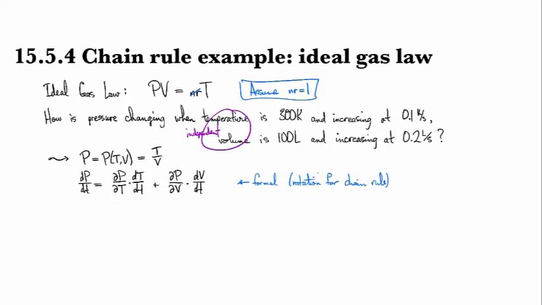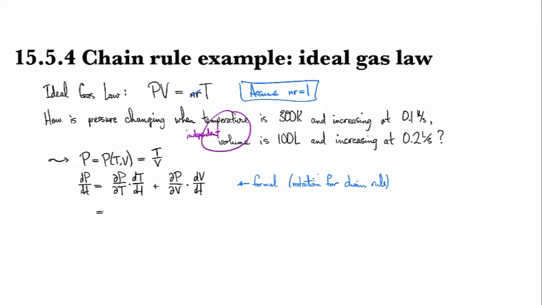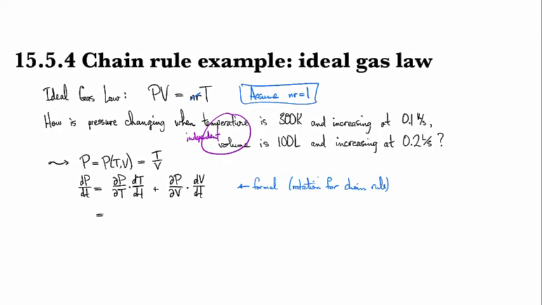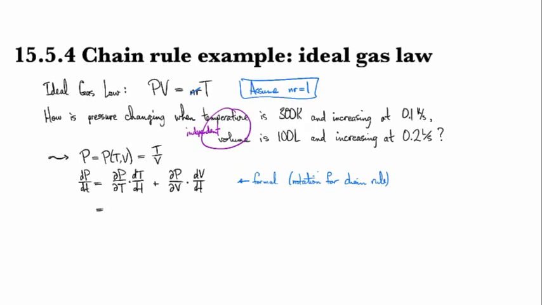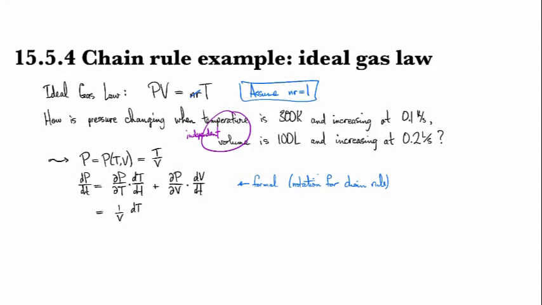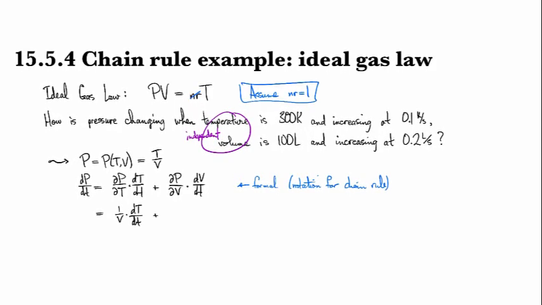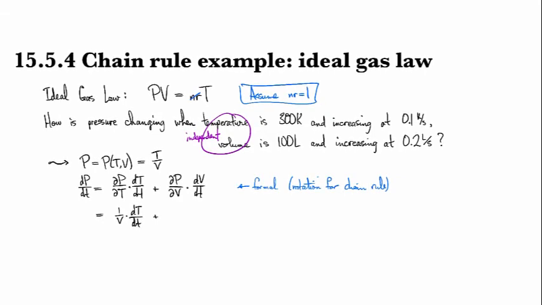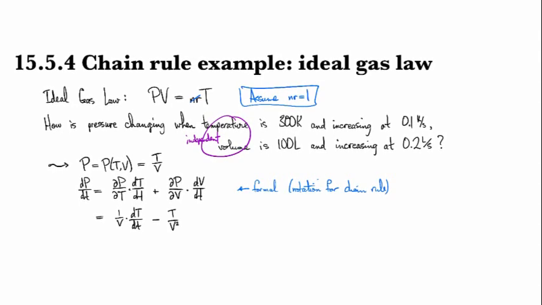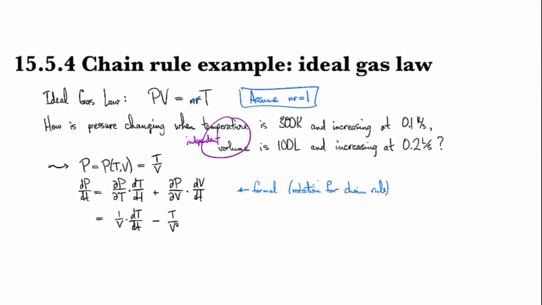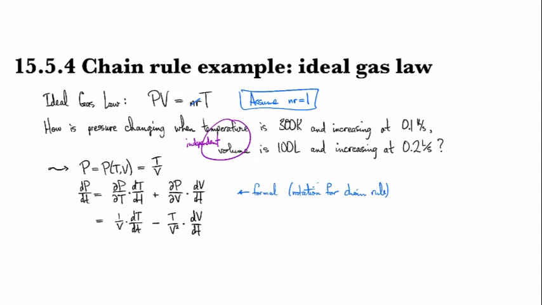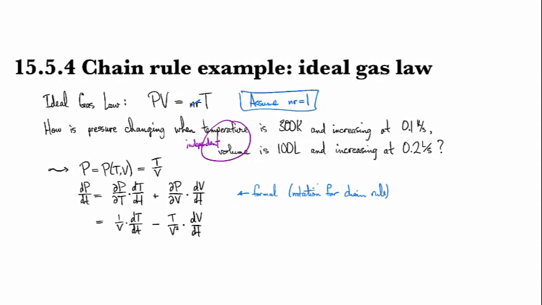Now, in the next line here, I'm going to actually do the computation. So we know we've got our formula here for what P is in terms of T and V. So I can differentiate this with respect to T. And so dP/dT is going to be 1 over V. And then I don't know what this thing is yet. And if I differentiate with respect to V, okay, so then what do I get? I get minus T over V squared. So the derivative of T over V is minus T over V squared. And then I have dV/dt. Okay, so there's now my expression for what this is in terms of the chain rule.